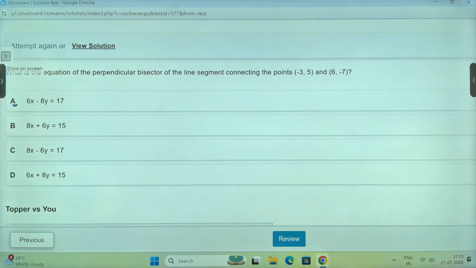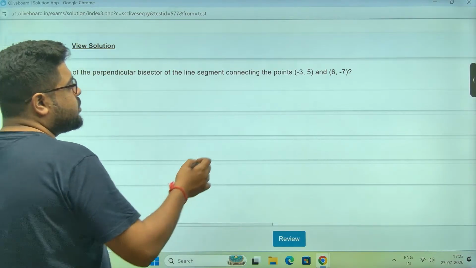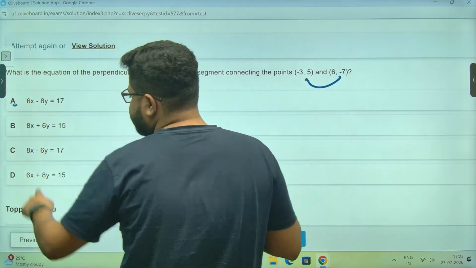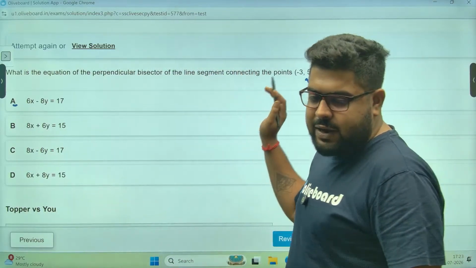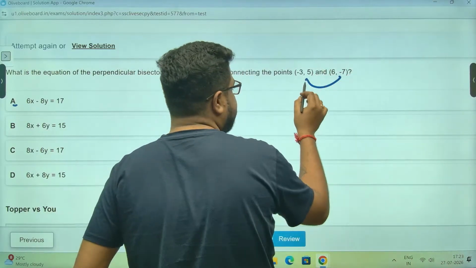What is the equation of the perpendicular bisector connecting these 2 points? Okay, let's do one thing. Find the slope, because in all 4 options I can see the slopes are different. I'll only calculate the slope, not the point.